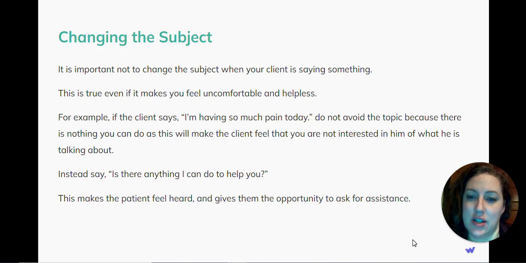It's important not to change the subject when your client is saying something. This is true, even if it makes you feel uncomfortable and helpless. For example, if the client says, "I'm having so much pain today," do not avoid the topic because there is nothing you can do, as this will make the client feel that you're not interested in him or what he's talking about. Instead, say, "Is there anything I can do to help you?" This makes the patient feel heard and gives them the opportunity to ask for assistance.